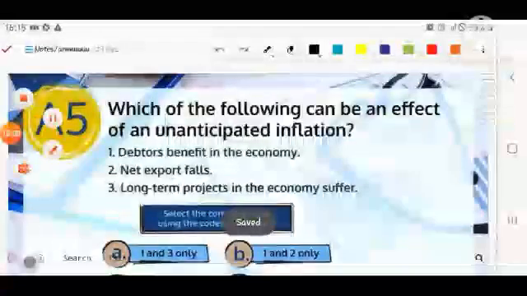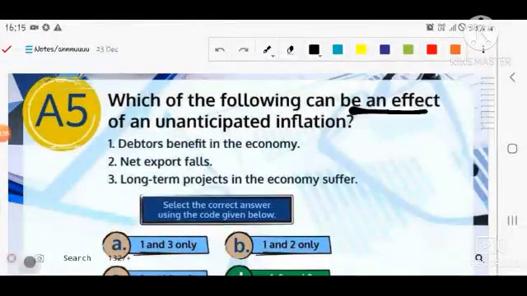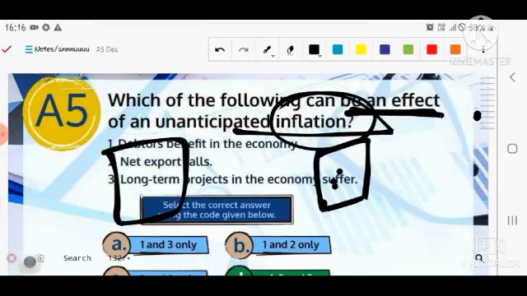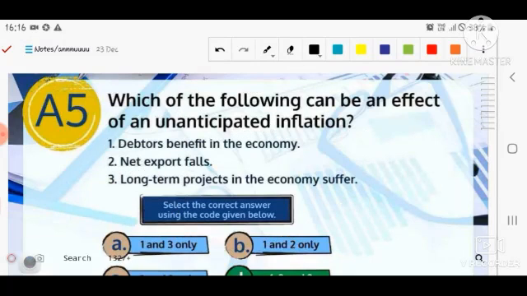Let's see the next and the last question. Oh my god. Last question: what can be the effect of inflation? All three are correct. Debtor benefits in the economy, net export falls. And what is a debtor? See, the creditor is there and the debtor is there, right? The creditor gives the money to the person in debt, who is known as the debtor. If at the time of inflation the debtor returns the money, because the money has lost its value, he is benefited. So the first is correct.